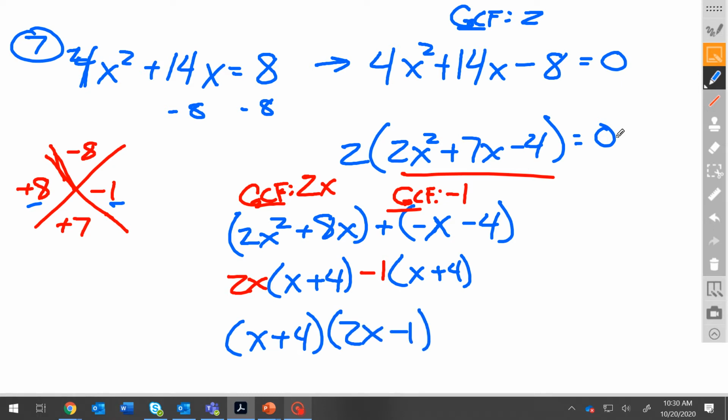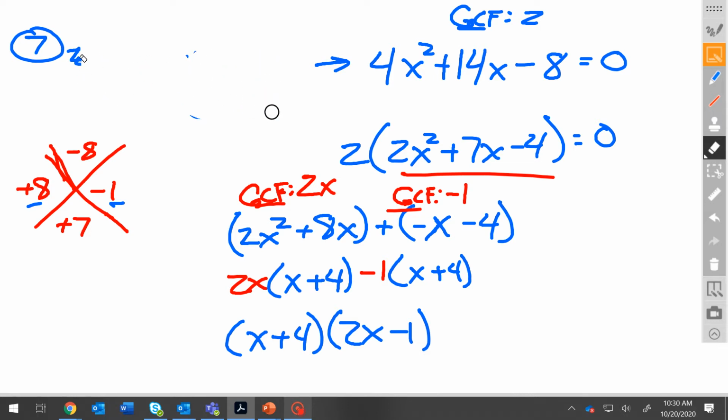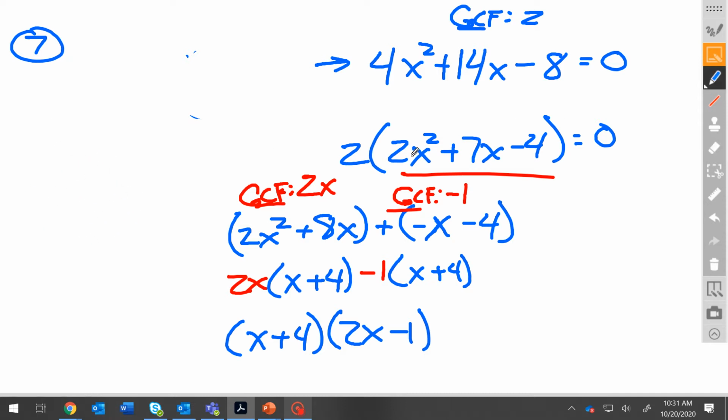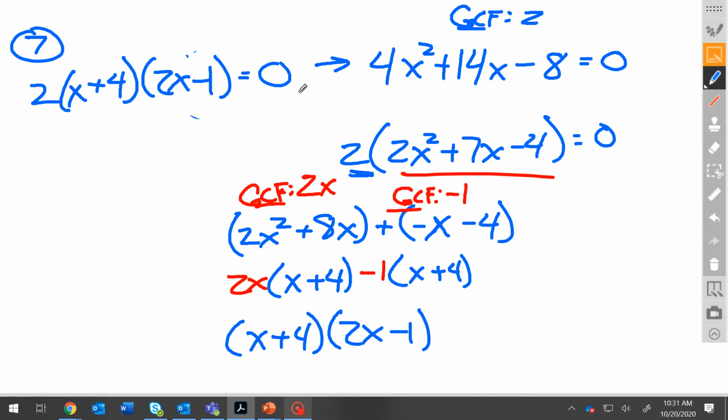Alright, I need to go back to the original problem. Not the original, but I need to go back to this step and replace the 2x squared plus 7x minus 4 with x plus 4, 2x minus 1. So I got 2, this 2 right here, and then x plus 4, and then 2x minus 1 is equal to 0. This 2 is kind of irrelevant actually, I don't need it. It's not going to do anything.